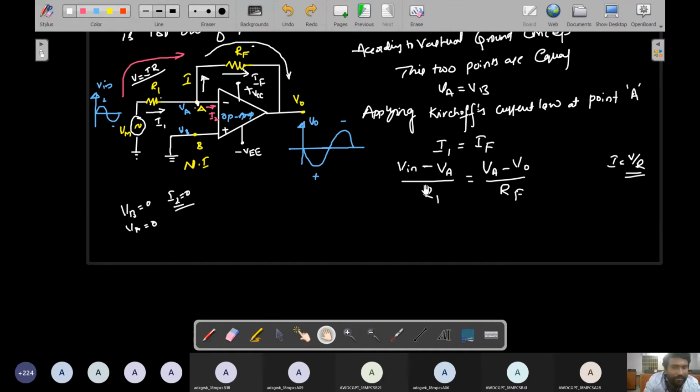Understand everybody how I write this equation according to Kirchhoff's law. I'm using this principle.